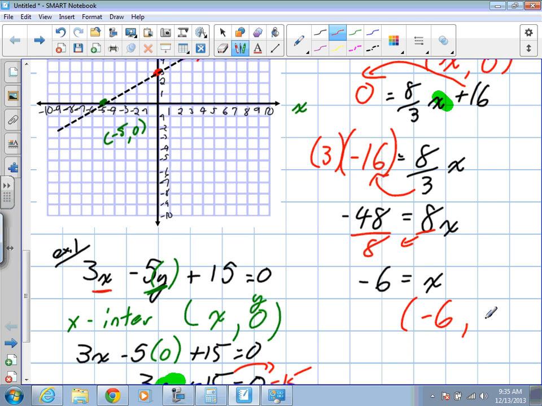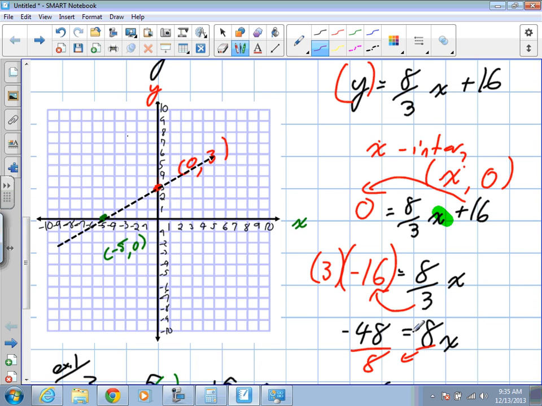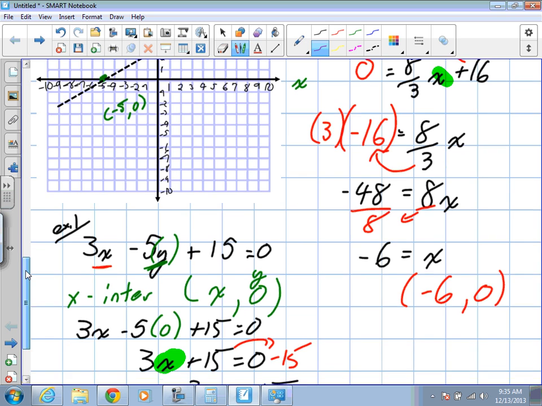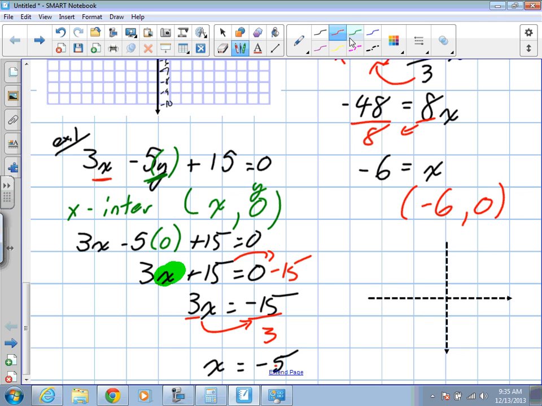So, if we were to plot these 2 points on our graph, what was our y-intercept? 16? Oh, 16 is a little high for our graph. So I'll just do a rough sketch. We had one value at 16, so way up here, which was at 0 and 16. And our other one was at negative 6 and 0. This would be our line.